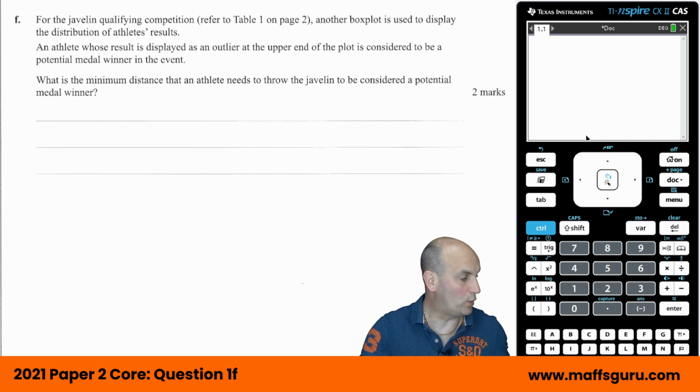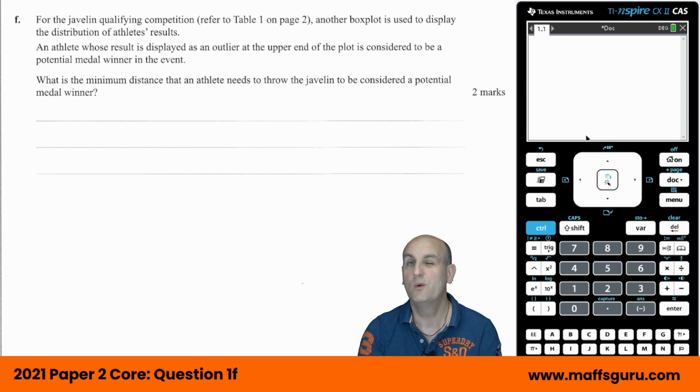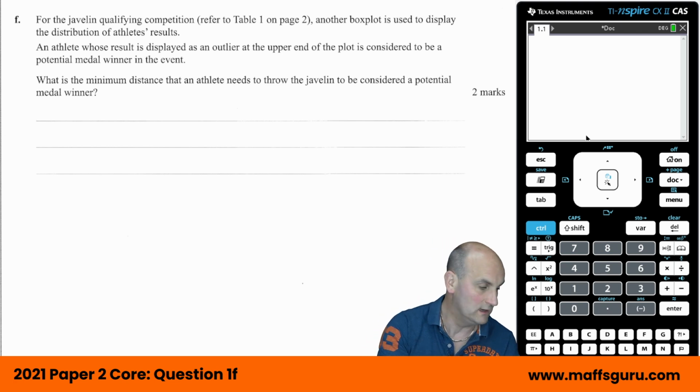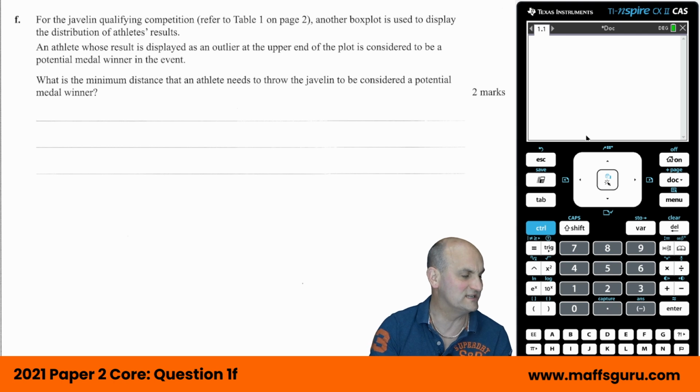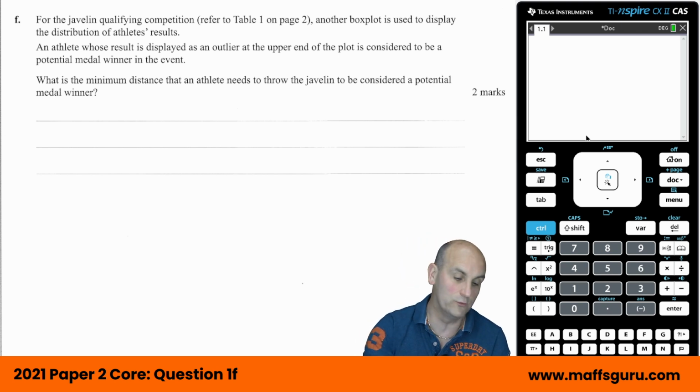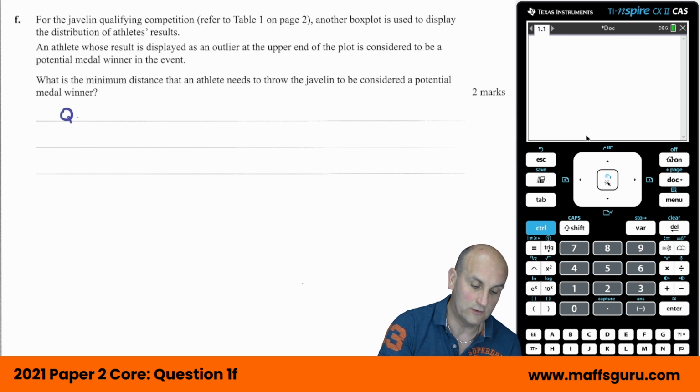For the javelin qualifying competition, another box plot is used to display the distribution of data. Now, I think this question was a bit of a trick. It said you wanted to work out the interquartile range. I got all of the information for the javelin. Actually, the first thing was you had to go back and put the information in for the javelin. I saw something on Reddit recently that said it was upsetting that we had to keep writing all that data in. I get it, and unfortunately, speed and accuracy were of the essence here.